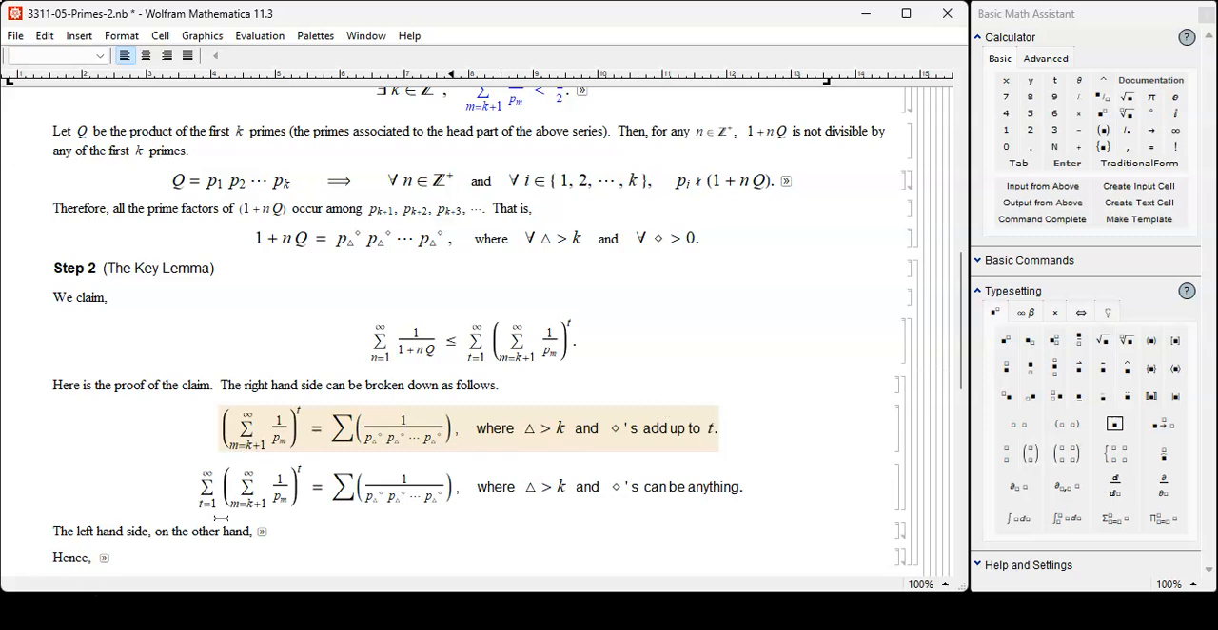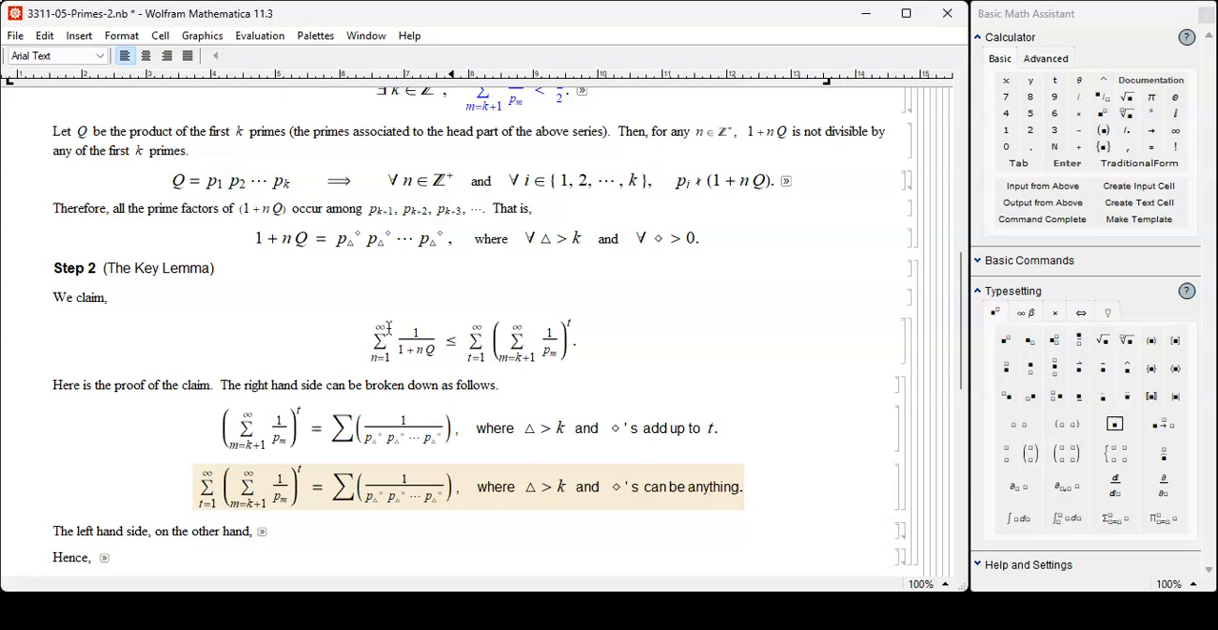So if I take t going from 1 to infinity, then the powers adding up to t can be anything, because t can be anything from 1 to infinity. So it's the sum of everything of this form, as long as these primes are coming from the kth prime or later, or bigger than the kth prime, so the k plus first prime or later.